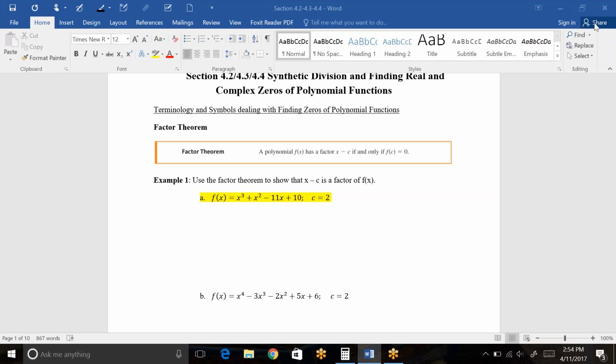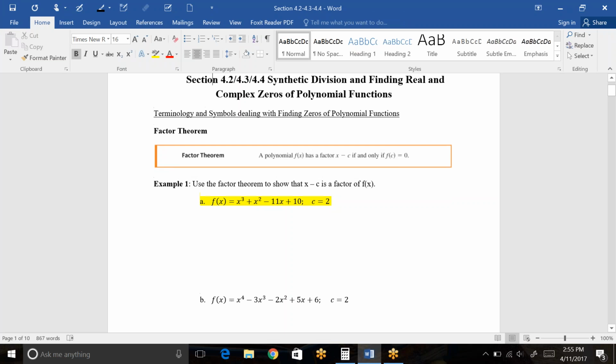Okay, this is a continuation of examples from section 4.2, 4.3, and 4.4 over synthetic division and finding real and complex zeros of polynomial functions. Something that we learned about after doing long division is that if you have something called a factor, so say you've got a polynomial and x plus 1 is a factor. That means that the zero attached to that is x equals -1.